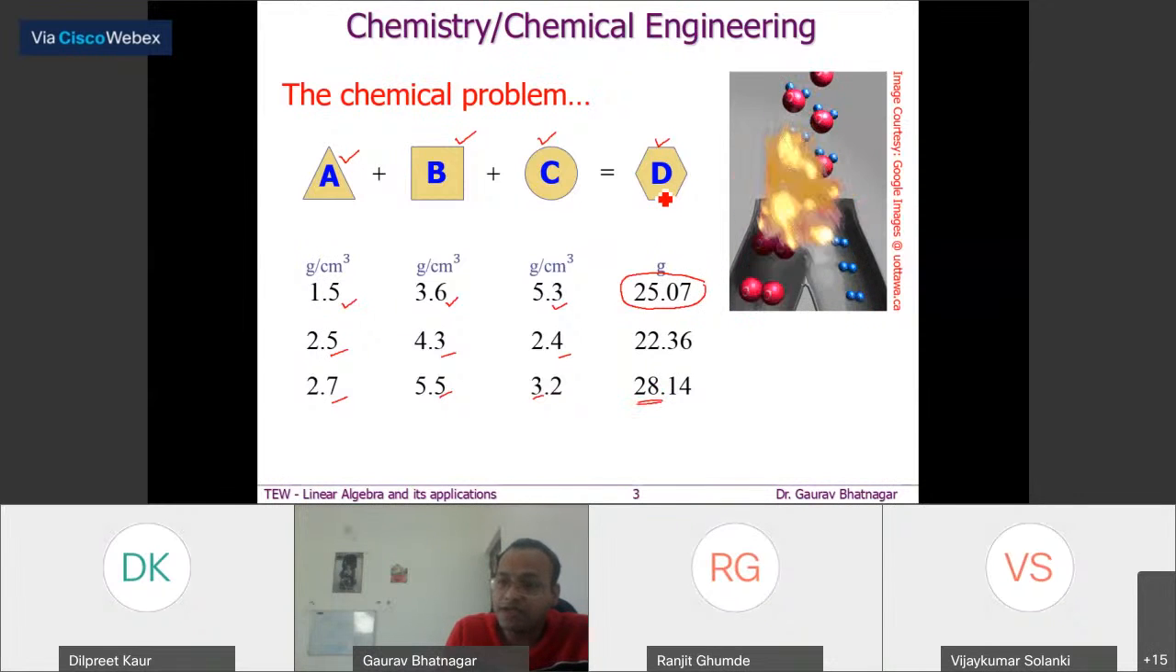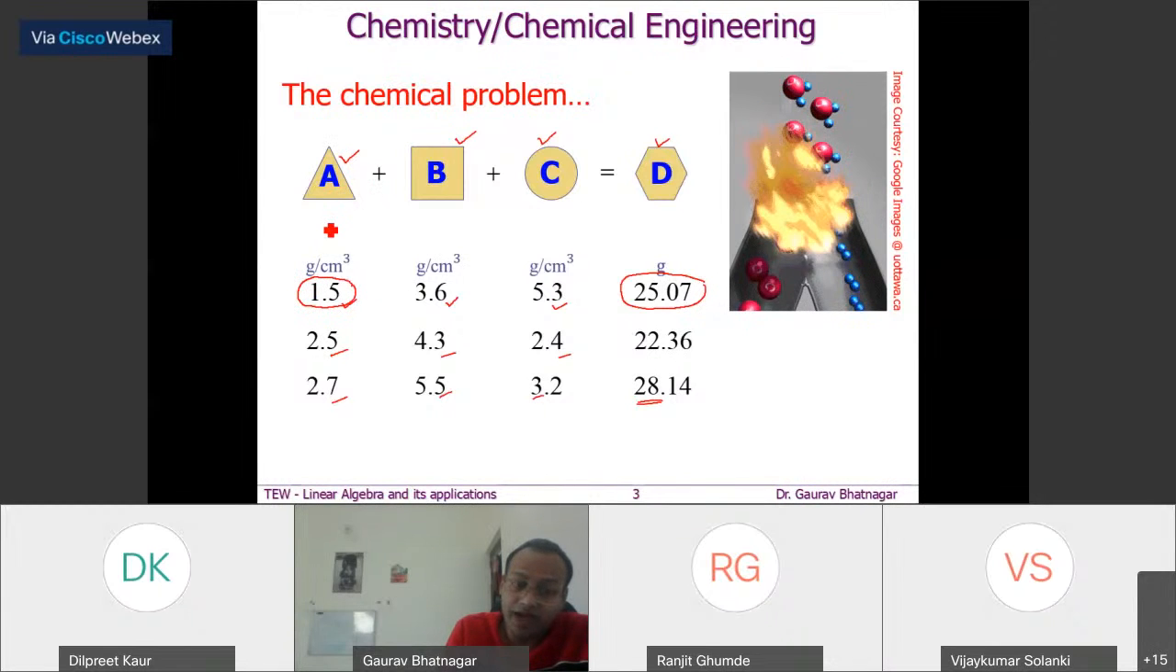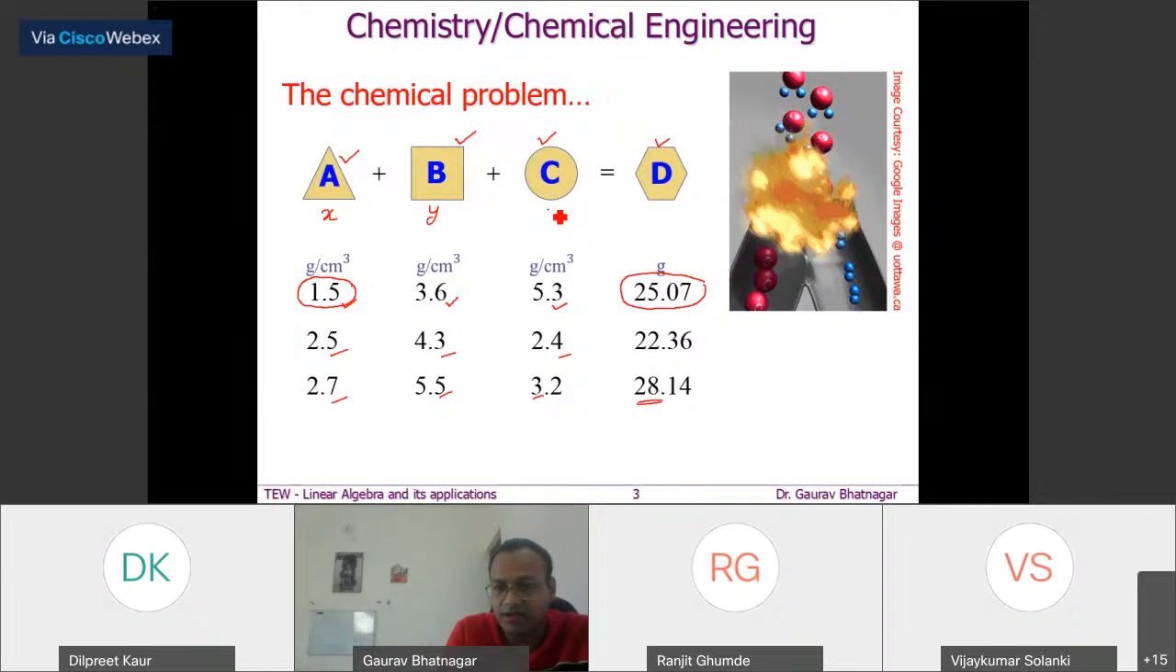Now the question is, what are the original volumes of the substances A, B, and C, which are actually diluted in the water? Because these are the things which are diluted. So the meaning is some amount of the substance A is already diluted in water. So now we are looking for what is that particular volume of the substance A, volume of substance B, and the volume of substance C.